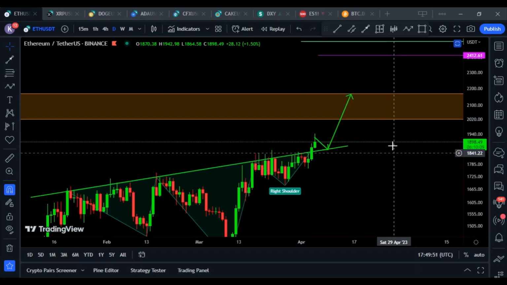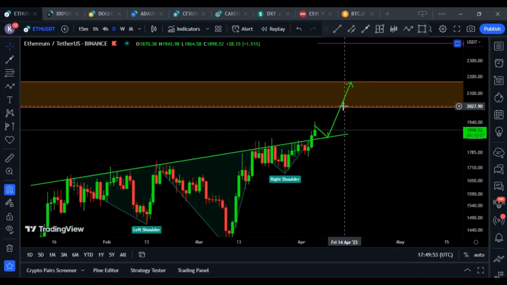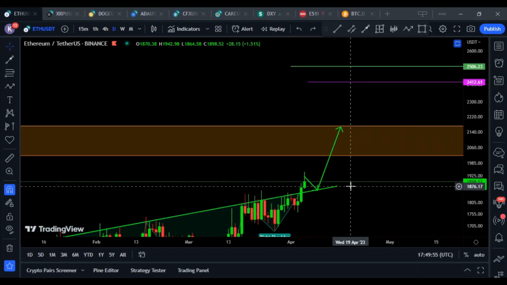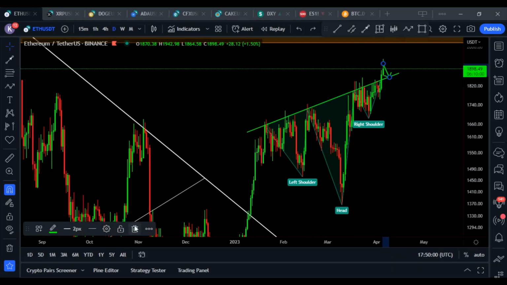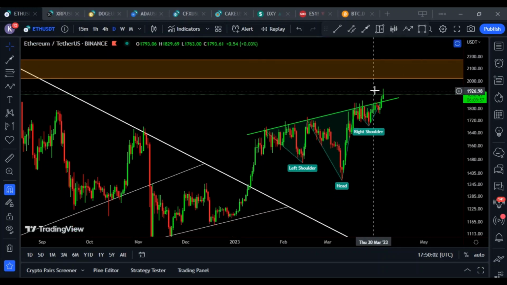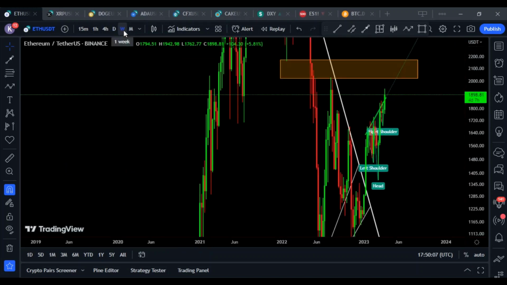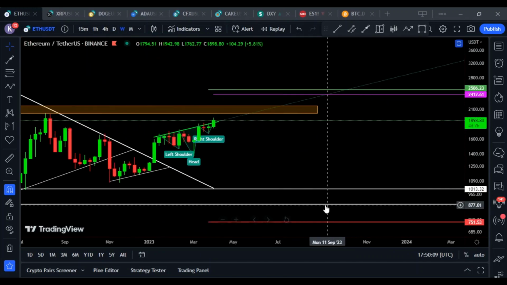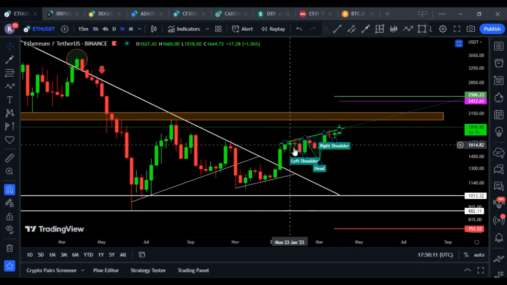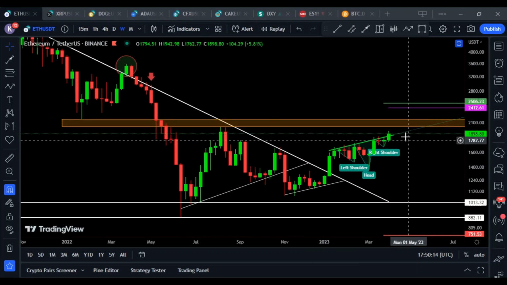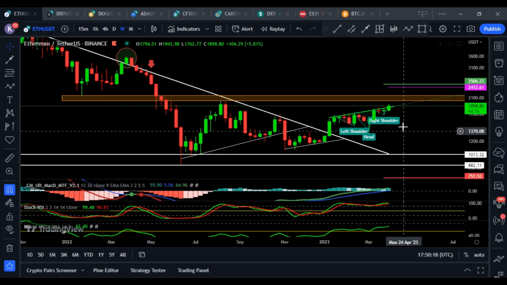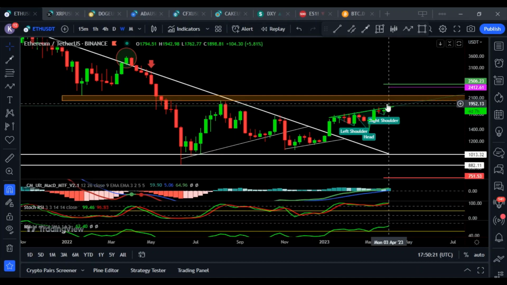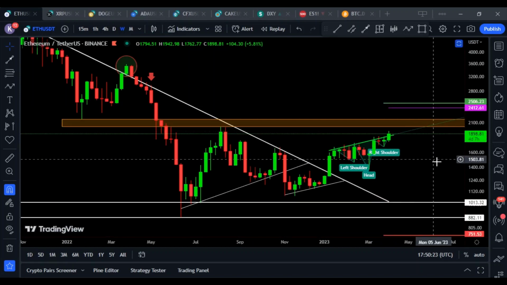But before that, we have this orange box. So what is this orange box? Let me remove this arrow. If we go to the weekly and see, first of all, we got retraced around this area. So let's zoom out and check what Ethereum did. Yes, this is our inverse head and shoulders pattern, and those are our metrics on the weekly. Let's remove the metrics for now so that we have a closer look.